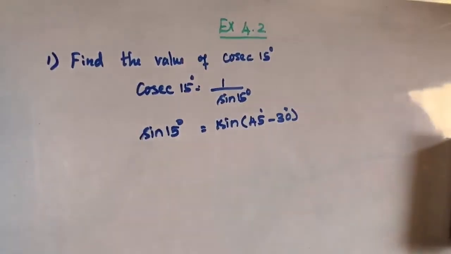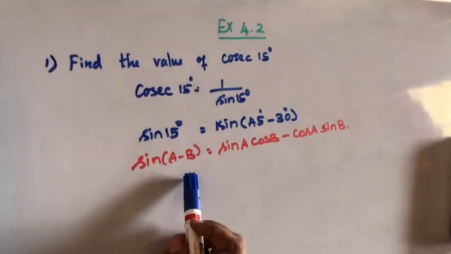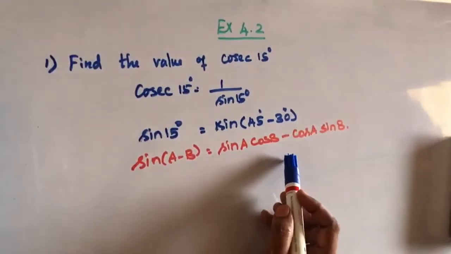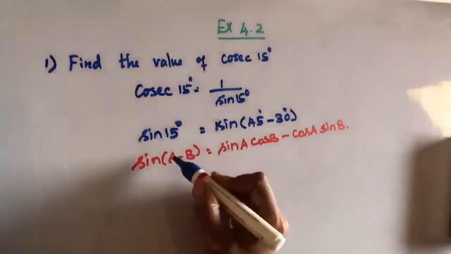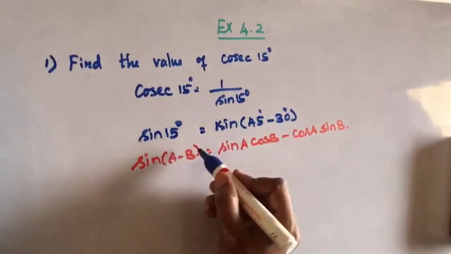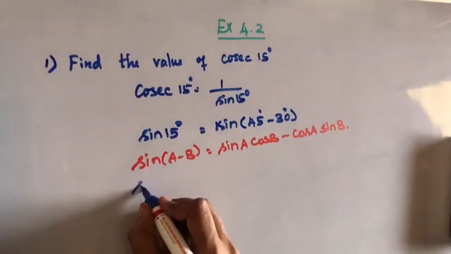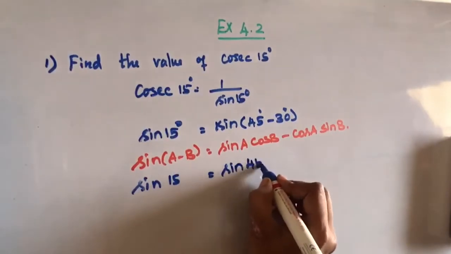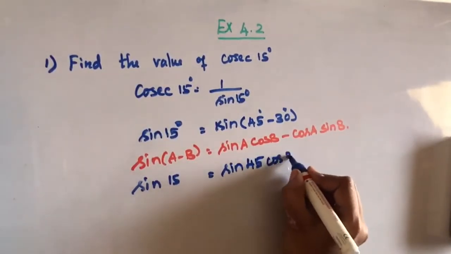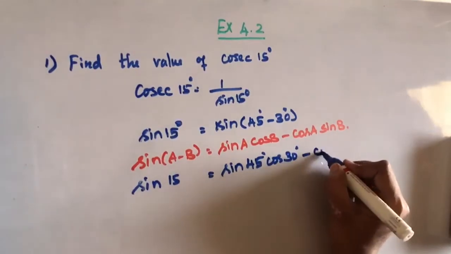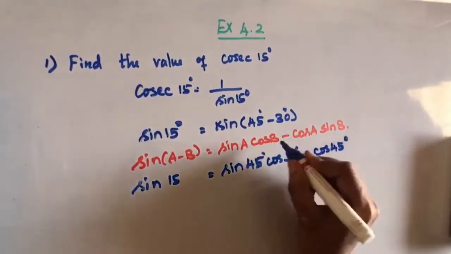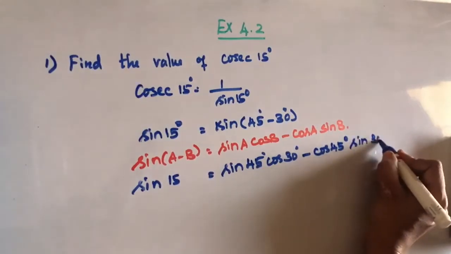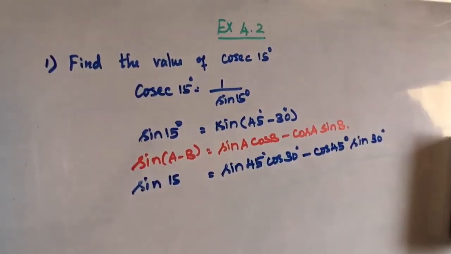Now, here you can use sin A minus B formula. What is this formula? Sin A minus B equal to sin A cos B minus cos A sin B. In the place of A, we have 45 and in the place of B, we have 30. So, sin 15 can be written as sin 45 into cos 30 minus cos 45 into sin 30. Now, you have to substitute the values for these numbers and then you can find the value.